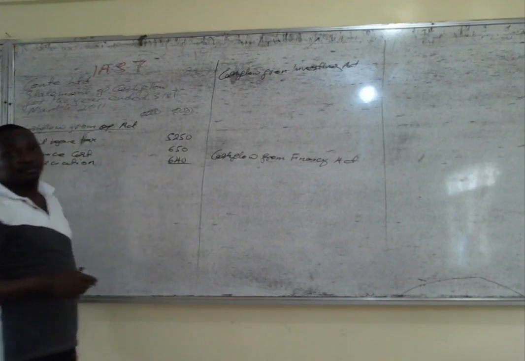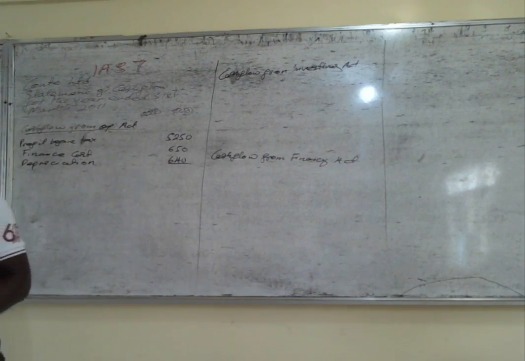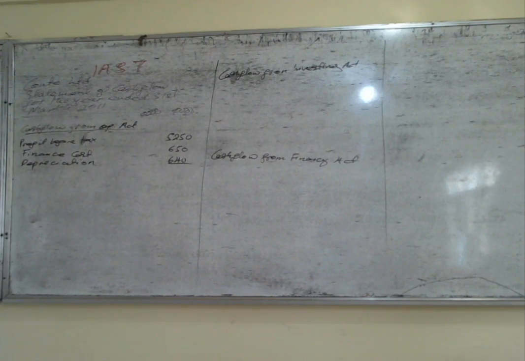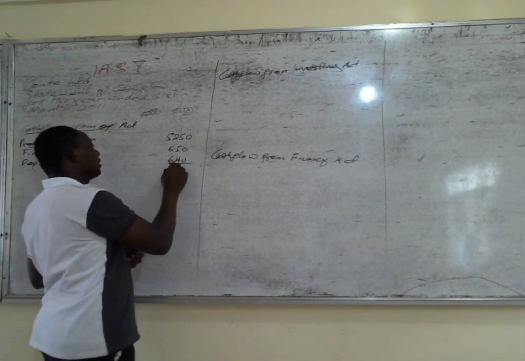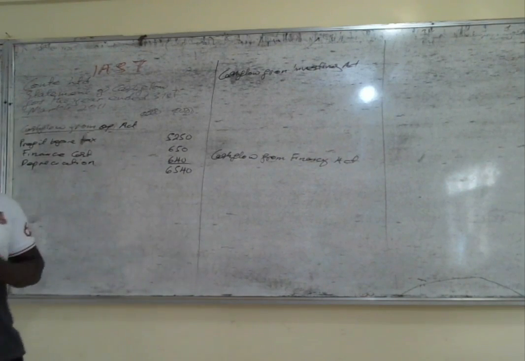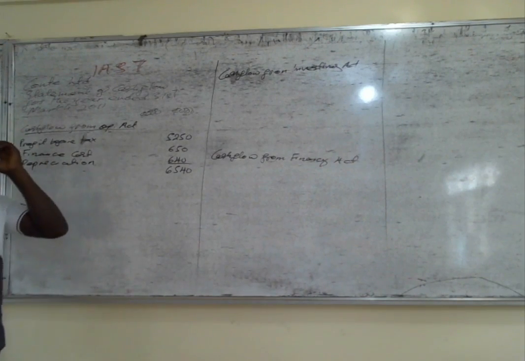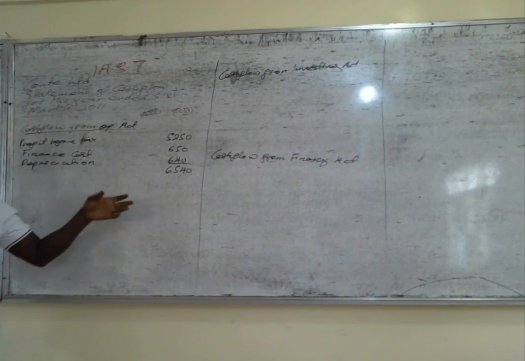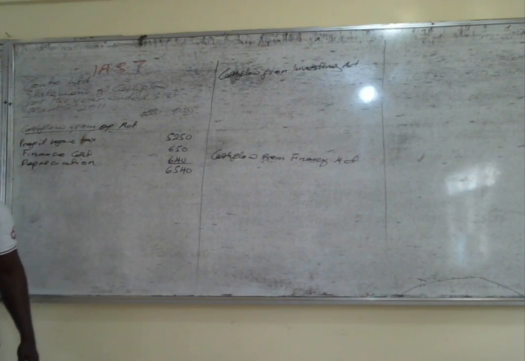The total: 6,540. 6,000. 6,540. So this is the normal cash generated from operating activities. But if you don't want to put the heading in there, stop it. It's okay, and continue.